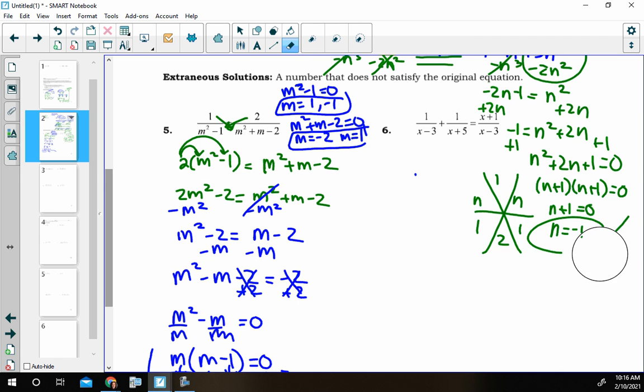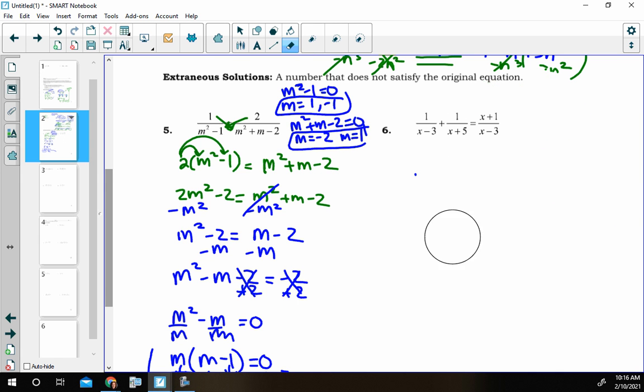Okay, so my next one here, I would pause the video, see if you can start running through these on your own. See what step you kind of stop at. Figure out what you need to multiply by, try to send it in, try to cancel, and then try to solve.